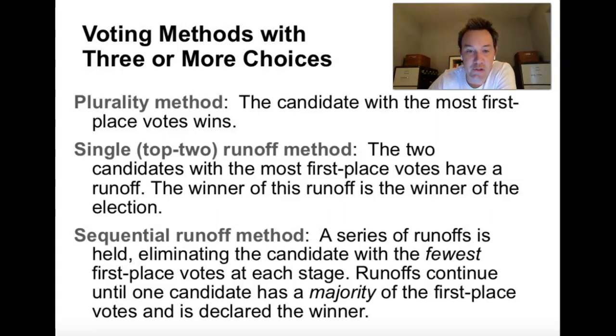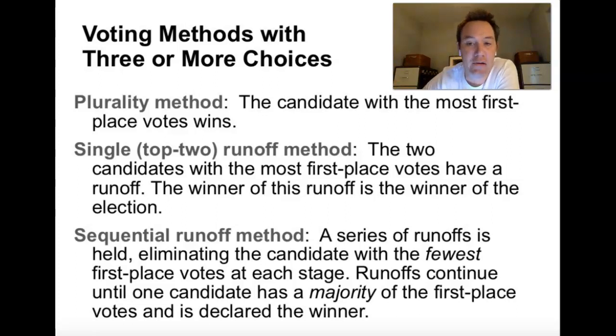Third, we have the sequential runoff method, where a series of runoffs is held, and you eliminate the candidate with the fewest first place votes at each stage. So I think of this as kind of the slowest buffalo method. There's that saying, you don't have to be the fastest buffalo, you just don't want to be the slowest, because the slowest one gets picked off. That's the case here. The person with the worst record gets eliminated from the election.